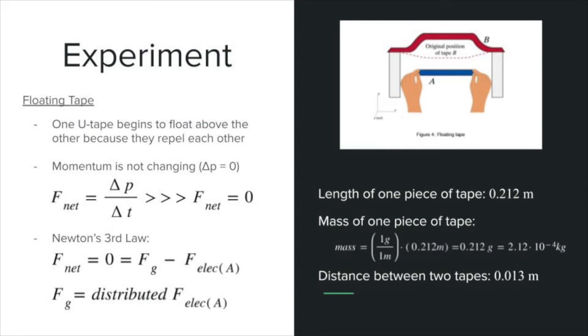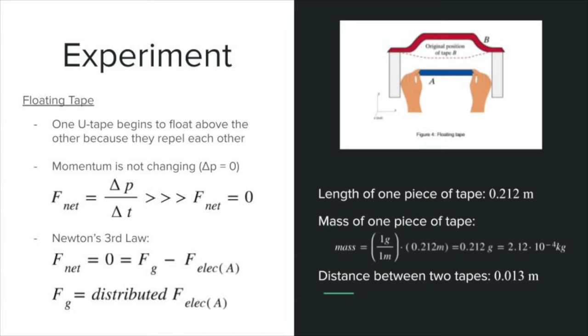Next, when conducting the experiment, the goal is to float one tape above another. This is because the two tapes have the same sign charge. The momentum of the floating tape is known to be unchanged based on the momentum net force equation. If the change in momentum is 0, then the net force on the top tape is also 0. Therefore, if net force is 0, the two forces acting on the tape, the electric force and the gravitational force, must be equal and opposite.